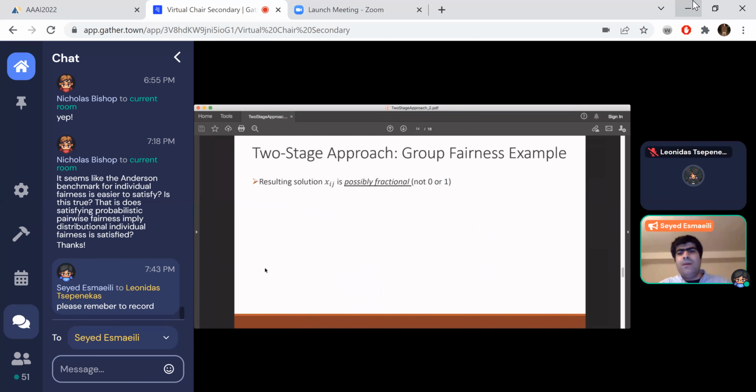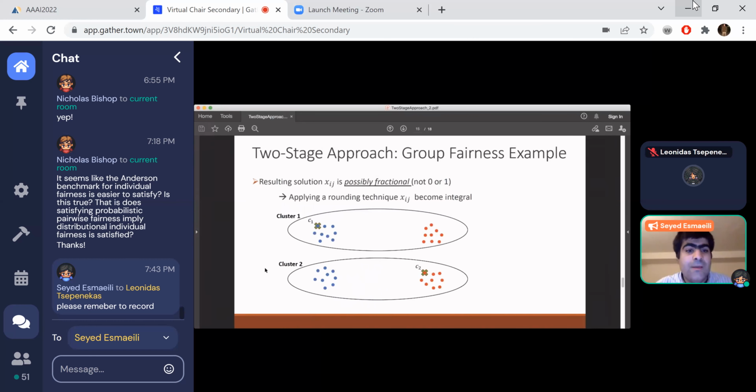Now the problem is that the resulting solution x_ij is possibly fractional. That means x_ij is neither 0 nor 1, and that doesn't have an interpretation, because x_ij should be either 1 or 0. 1 means assigned to the center, 0 means not assigned to the center. So something between 0 and 1 is not something we can work with. So what we do is apply a rounding technique to make x_ij become integral.